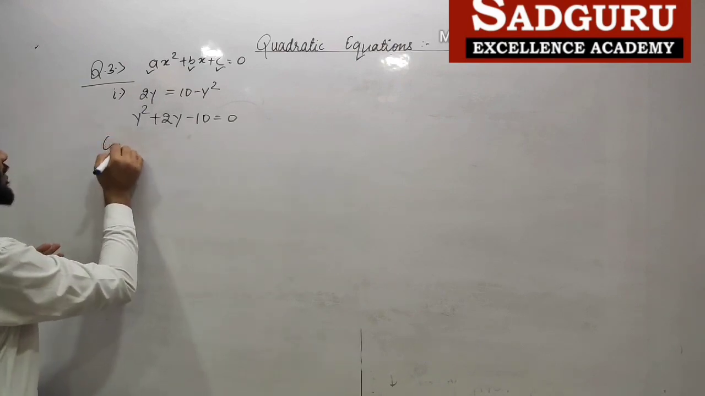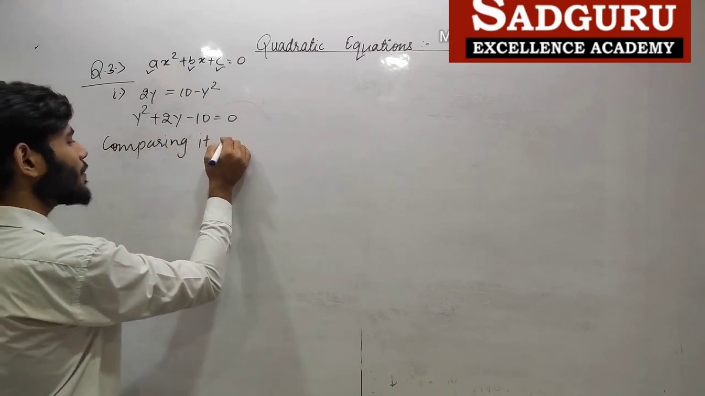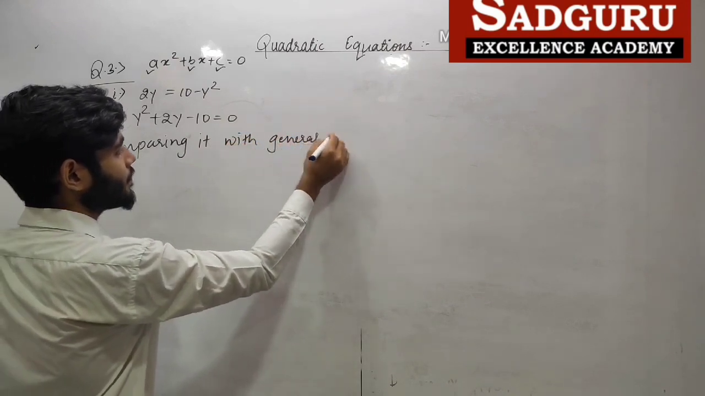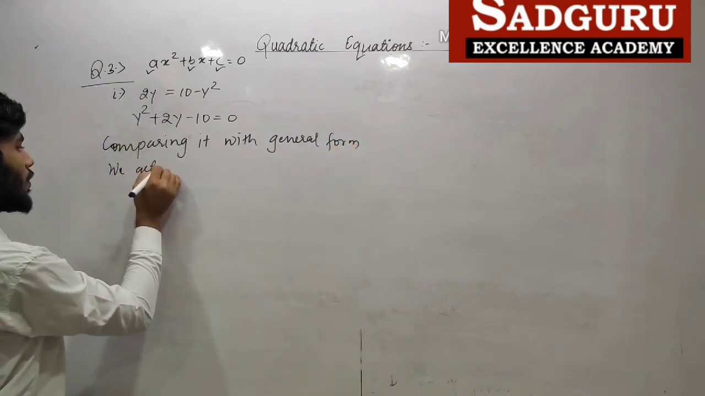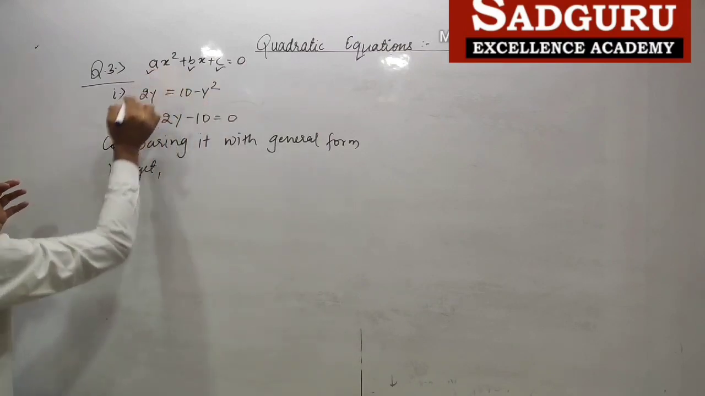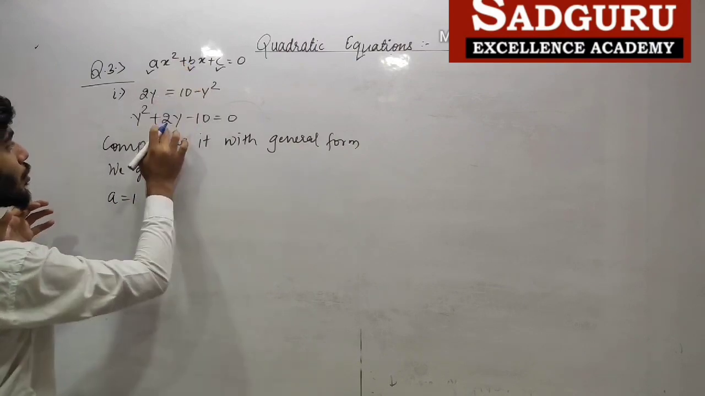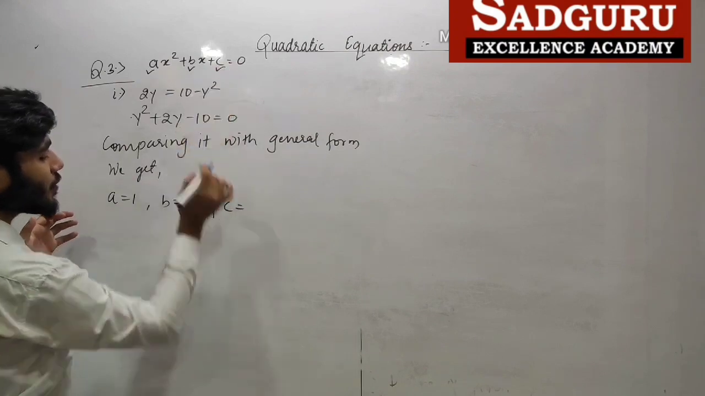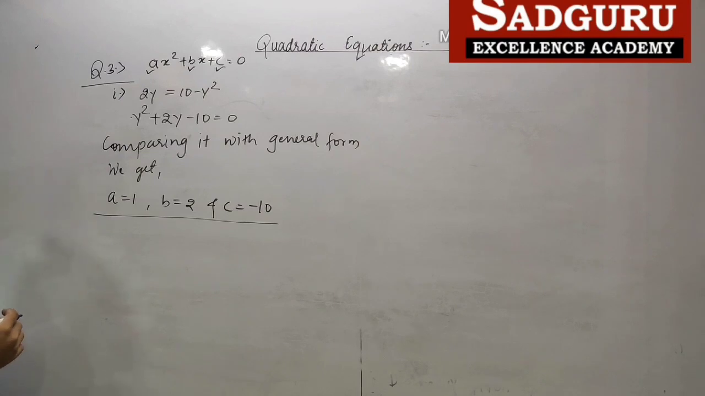So comparing it with the general form, we get a equals 1, b equals 2, and c equals minus 10. See how simple it is, right?